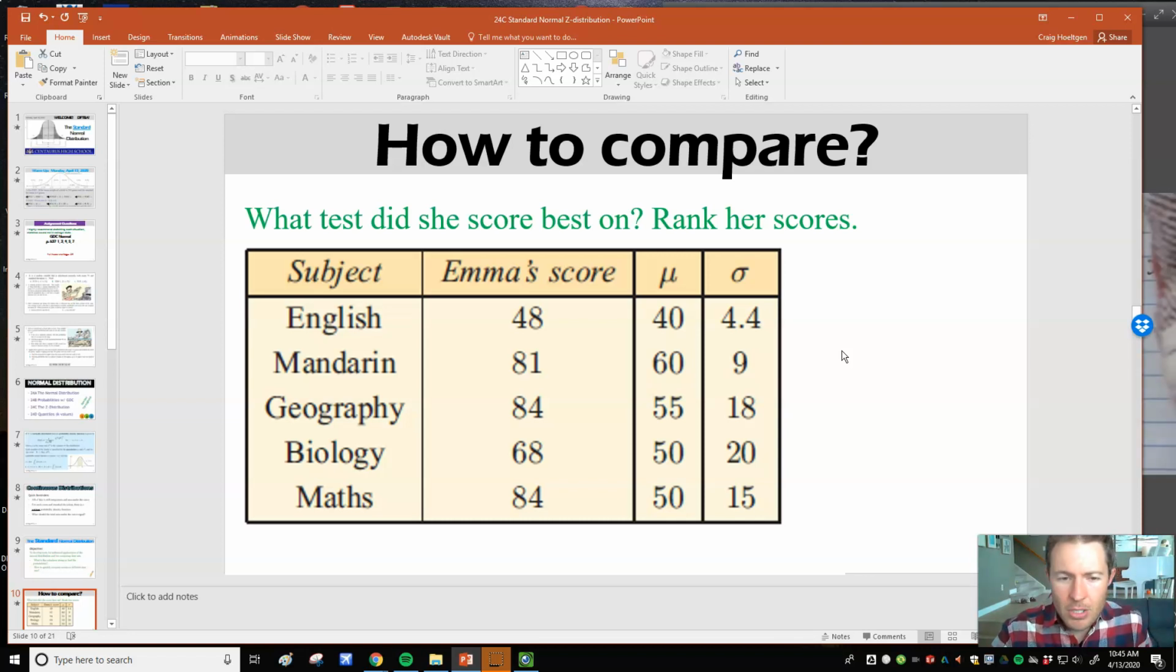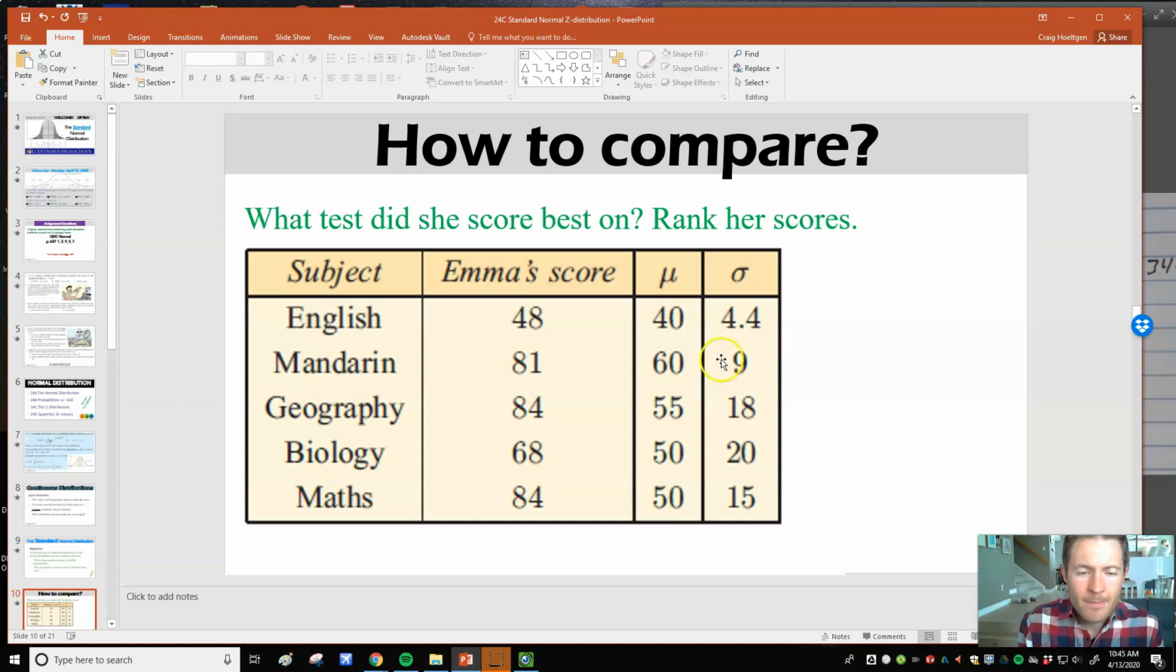Okay, hopefully you had a chance to pause the video. This is a huge idea. How do we compare different scores with different means, different standard deviations? These are all different situations here, all different distributions. How do we possibly compare? Obviously, a score of 81 is really high, but with a higher mean and a high-ish standard deviation, what does that really mean?